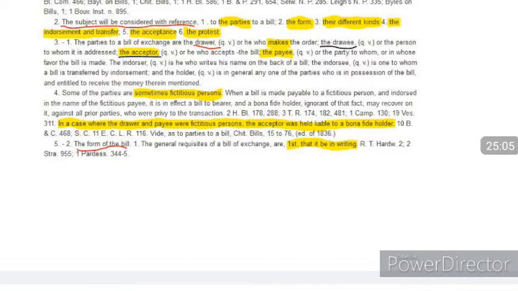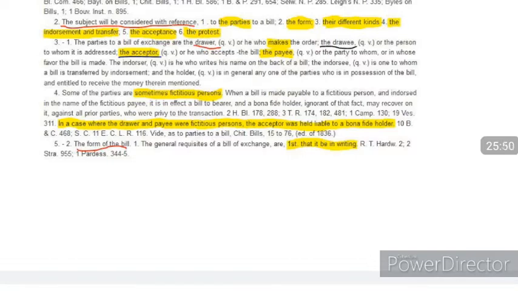So, let's go in a little bit deeper now. The parties to the bill of exchange: the drawer, he who makes the order; the drawee, the person who is addressed; the acceptor, he who accepts the bill; and the payee. Learn who those particular parties are that you need to be addressing there. Could be public officials or things of that sort that may need to be involved, but you need to know who each particular party is that's going to be on your instrument.